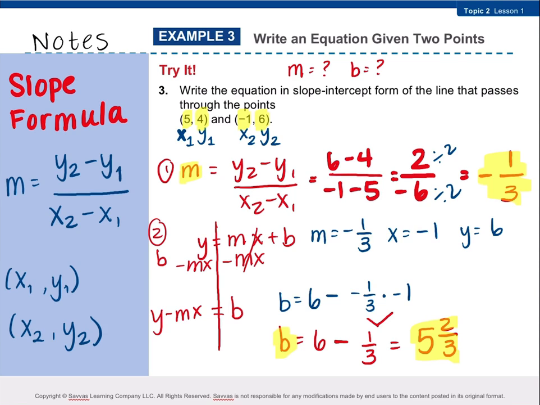So again, if I want my final answer to be my equation, I'm just going to fill in the blanks. y equals blank x plus blank. So m is negative 1/3 and b is 5 2/3. That is my final answer.